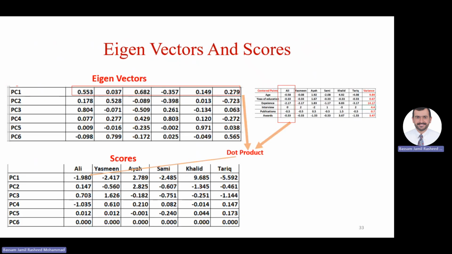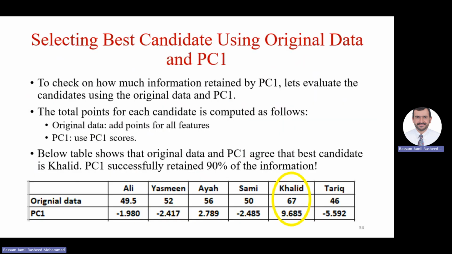Now what we do, we compute the scores, right? We multiply, dot product. So this is my eigenvectors times this data. So I give the scores, and I show you how you compute those. Meaning I compute the scores of the data using the PCs. So take a look here. This is my original data, right? This is my original data. And this is PC1, the scores of the data using PC1.